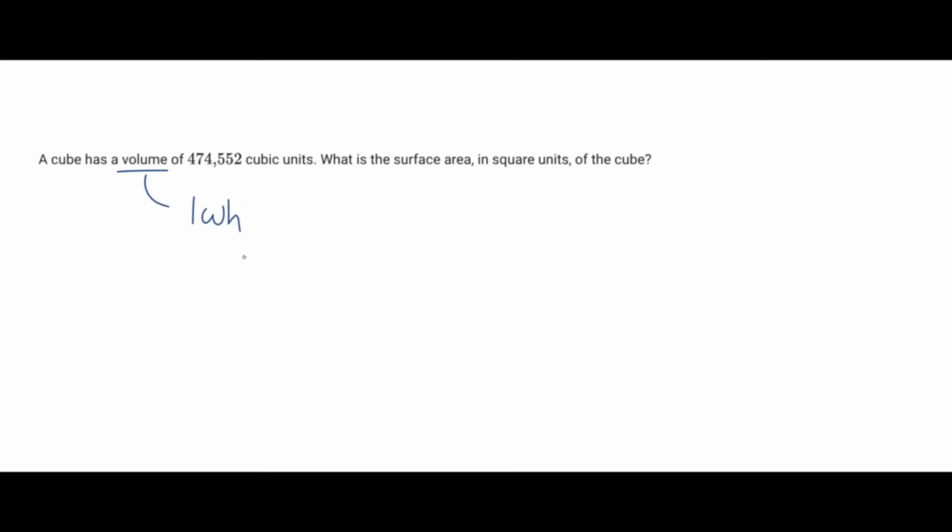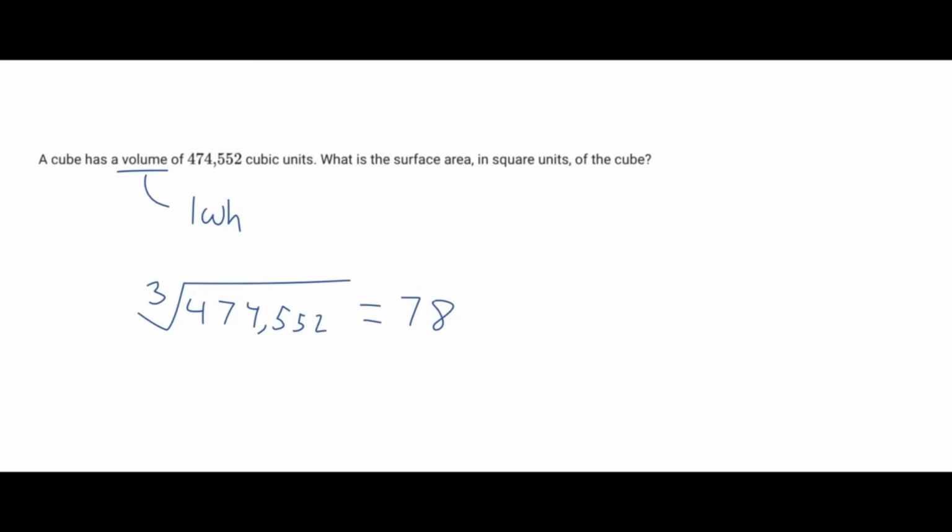The special thing about squares is that each of the side lengths are equal, right? And because of that, we know that the length has to be equal to the width, has to be equal to the height. And therefore, in order to find the actual values of either the length, width, or height, what we can do is just take the cube root of the volume, which is going to be 474,552. And that will give us a value of 78, all right? So 78 is just the side length of each of the sides.